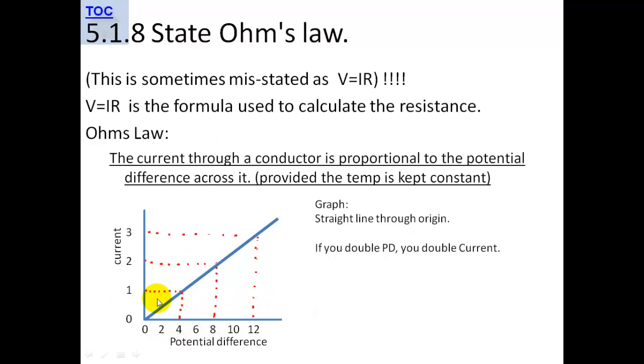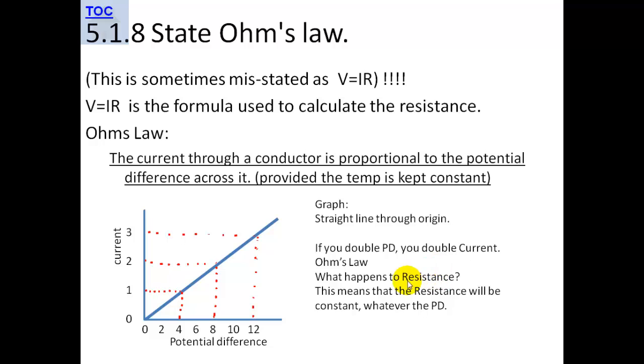Another way of looking at it is the ratio between the potential difference and the current will always be the same: 4 over 1, 8 over 2, 12 over 3. So Ohm's law says that the resistance, which is V over I, 12 divided by 3, 8 divided by 2, 4 divided by 1, will always be the same value. So the resistance will be constant whatever the potential difference, whatever the current, and this is Ohm's law. So this resistor is ohmic.